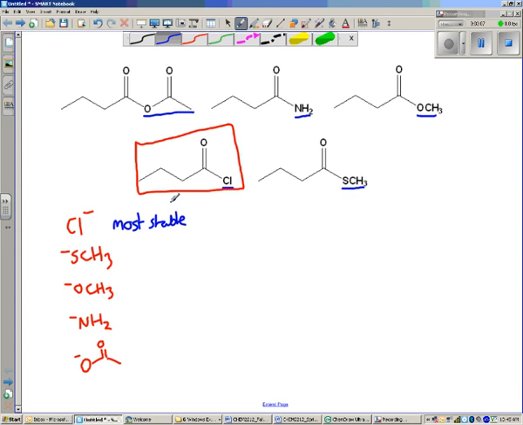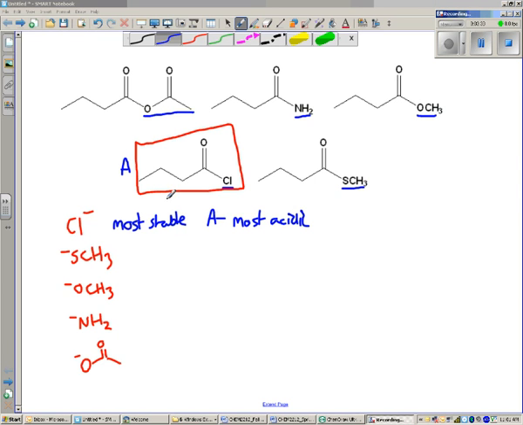So what we're going to do here then is to figure out an order for all the others. Cl minus is the most stable, so that means that the acid chloride A is going to be most reactive.